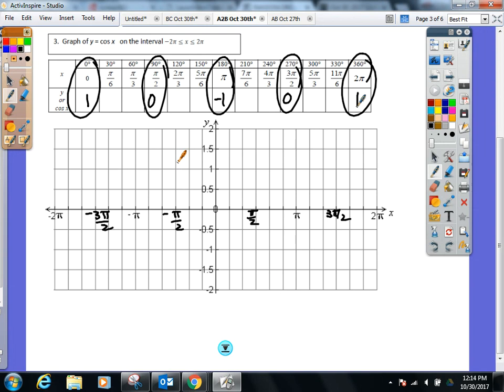Unlike sine, where's cosine start? There's the biggest difference between the two. Sine always starts at 0, cosine starts somewhere else. In this case, it starts at 1. And then I head down to 0. Go to negative 1 at pi. Back up to 0. Finish off at 1. And this is a smooth curve.